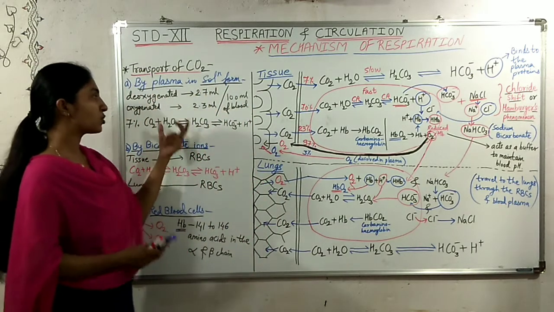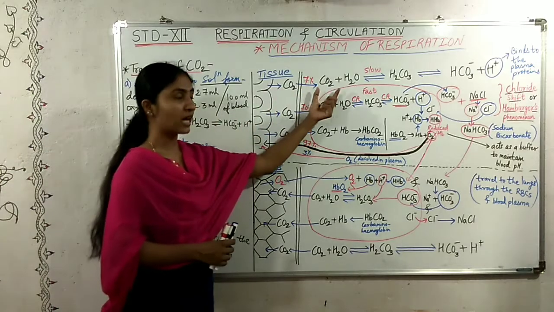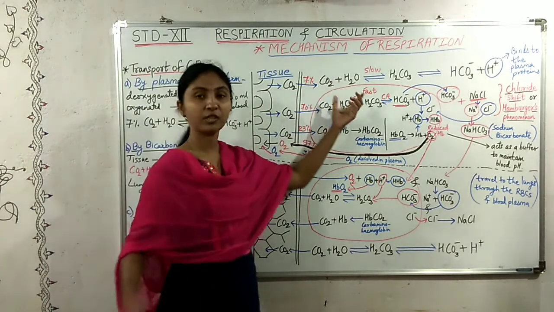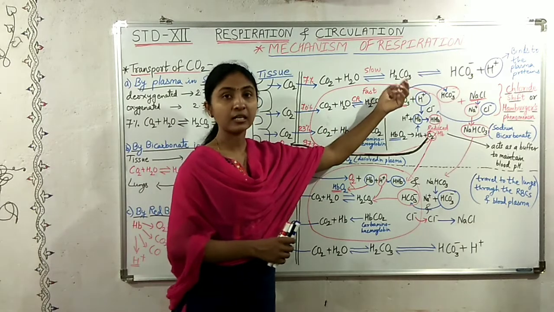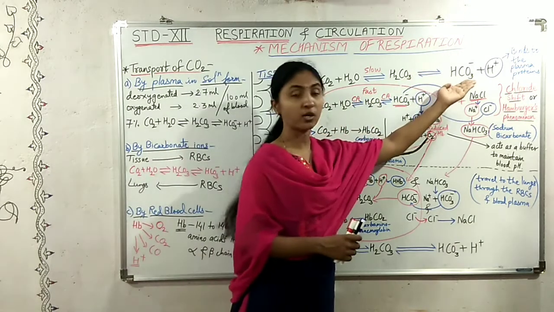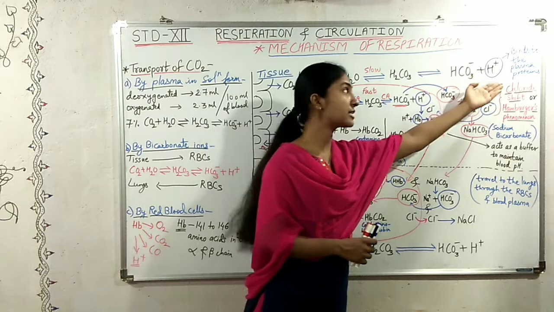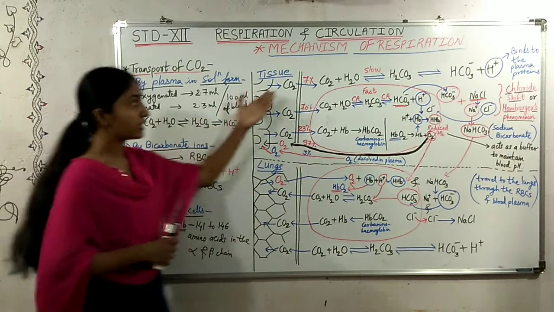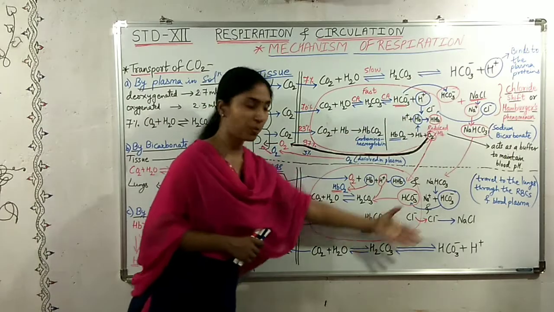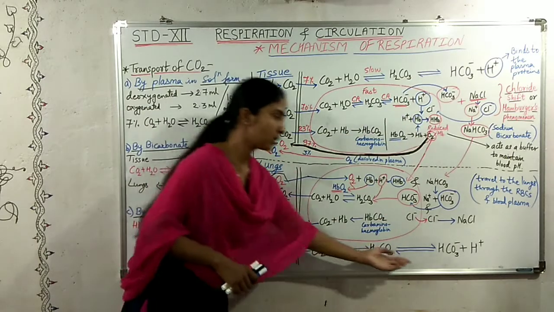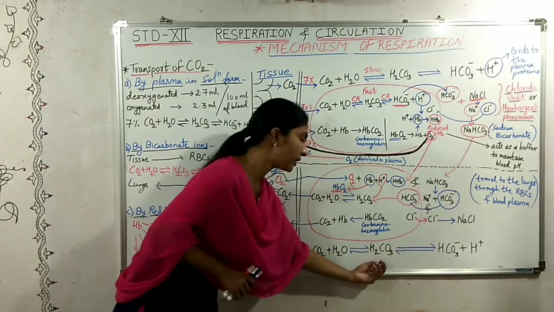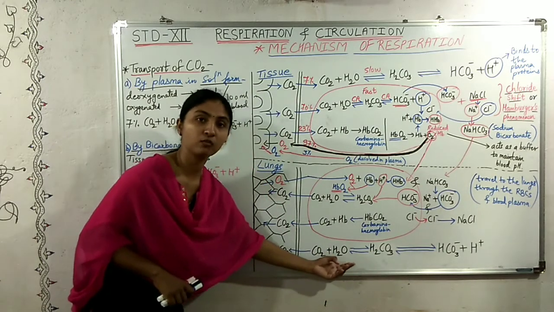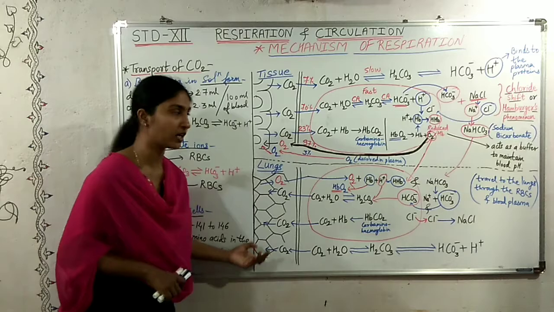So, in the solution form, this carbon dioxide gets dissolved in the plasma to form, with water, carbonic acid. This carbonic acid is unstable, so it gives out bicarbonate ions and hydrogen ions. When this blood is transported to the lungs, what happens? The same ions combine together to form carbonic acid, and again this carbonic acid splits up into water and carbon dioxide is given out.